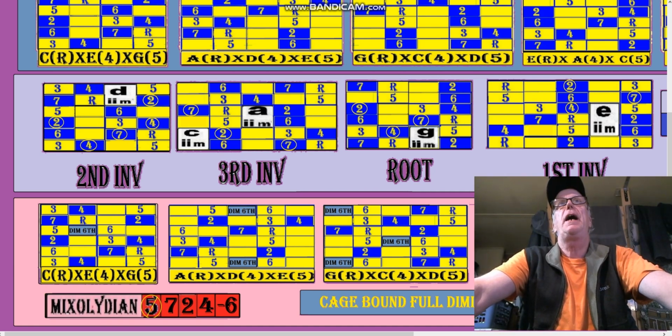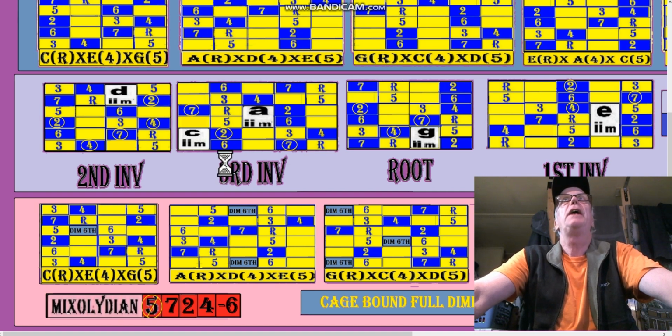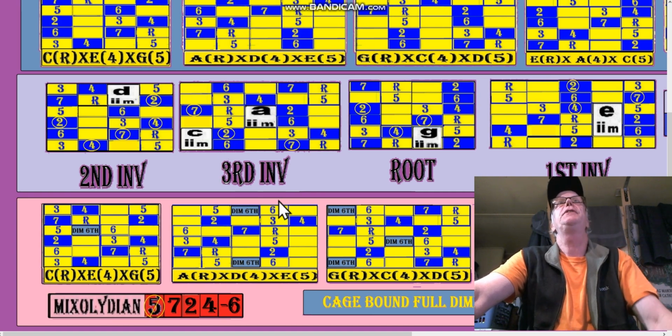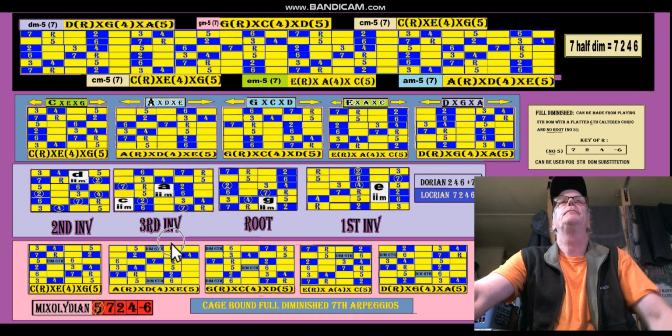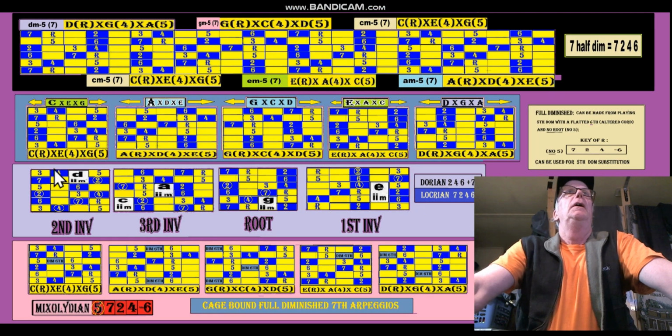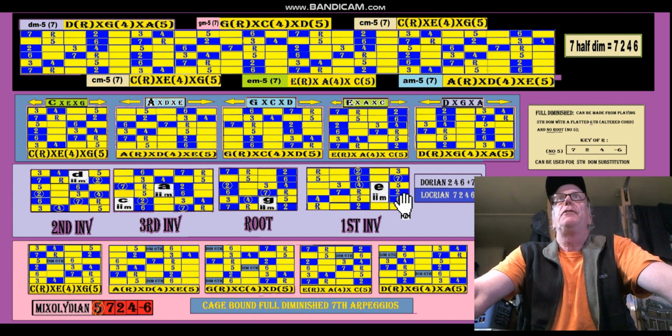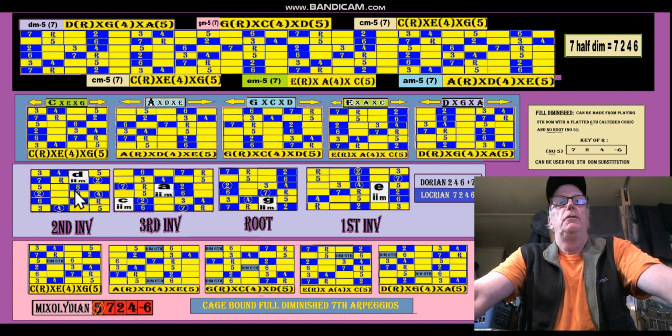Alright, so this is the last segment. I've got a little excited here because, as it seems, we've got a full-fledged substitution here that I haven't covered, and that is the Dorian in-mode substitution of the Dorian for the half diminished seventh.